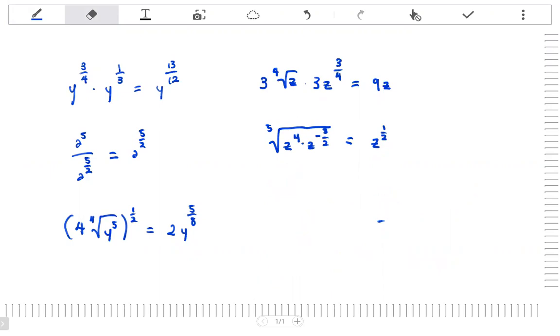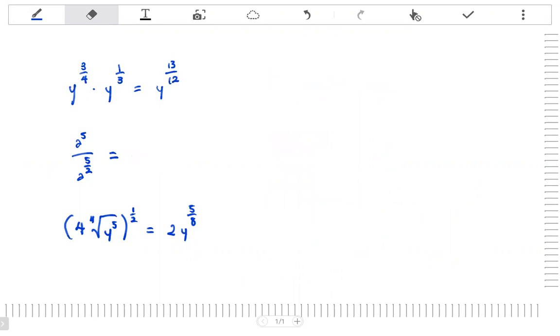So let's move on to the next section. Our next section is evaluating radical expressions. So our first problem. Actually, let's do this problem. 3 to the negative 54 times 3 to the half. 이건 예지가 해볼래?